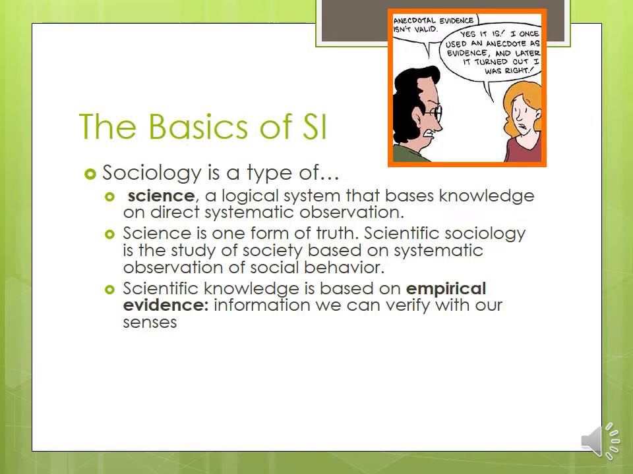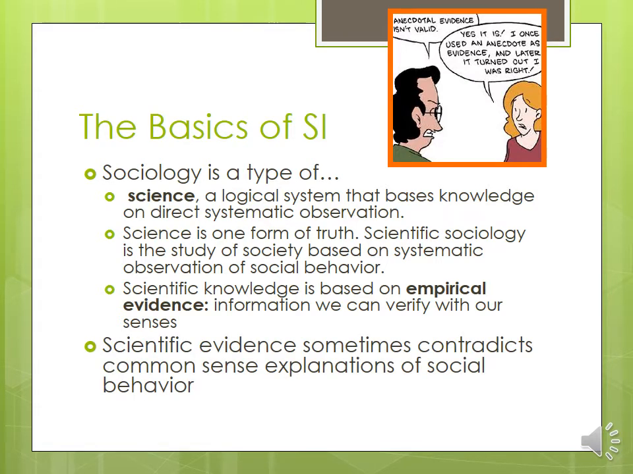Scientific knowledge is based on empirical evidence. It's something you can verify. You can see it, you can taste it, you can touch it. Information we can verify with our senses. Scientific evidence can sometimes contradict common sense or the explanations that we have for social behavior. This is why sociology is going to be a science. It's going to look at research that's conducted along the scientific method. And that way we know that that research isn't contaminated necessarily with too much bias.